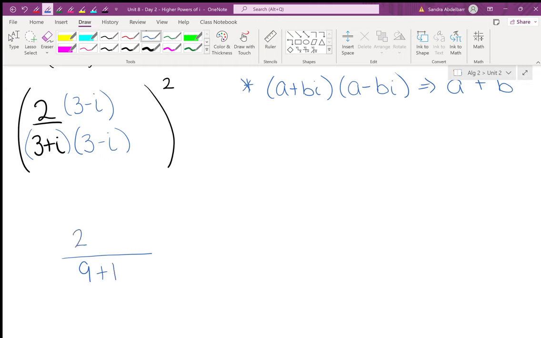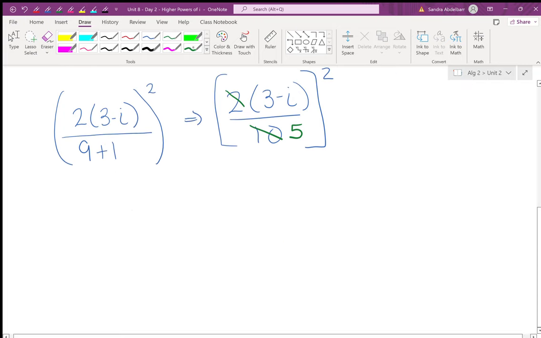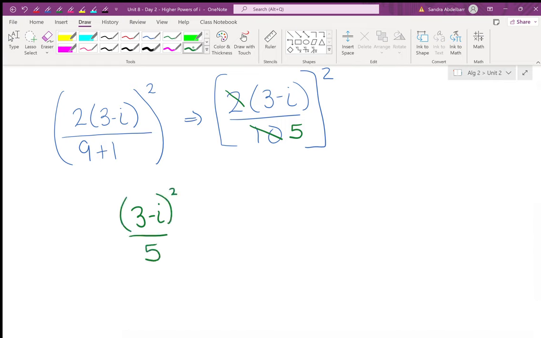And then we're going to have 2 times the quantity of 3 minus i in the numerator, and we square that. So here we're at 2 times the quantity of 3 minus i over 10, that whole thing squared. But can I simplify the 2 and the 10, which gives us 5 in the denominator? So now I'm left with 3 minus i over 5. I'm going to square the numerator. I'm going to square the denominator.